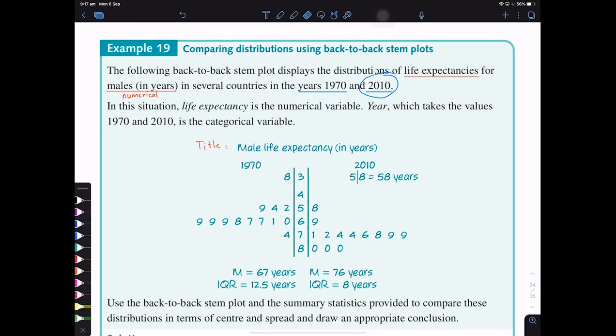Do you reckon these two ideas here are categorical or numerical? I would say they're numerical because they're years. They're years, but how many years are we comparing? That was a bit of a tricky one, yeah? Like, how many years are we comparing?